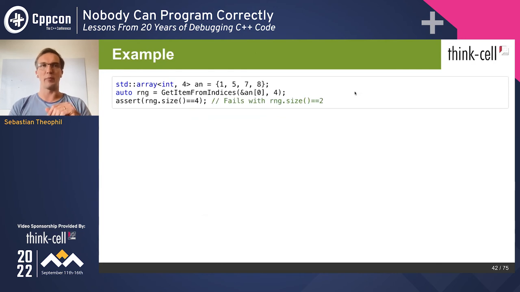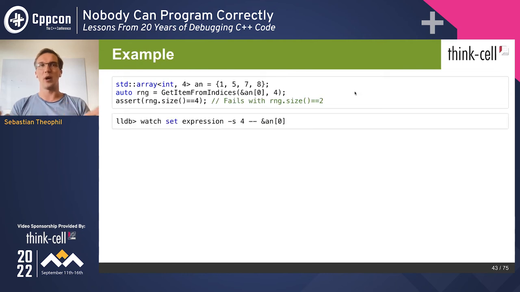So here's a problem, for example, where I unfortunately needed passive assembly skills. I have this little function, getItemFromIndices. I don't have the source code for that function. But what it does is it takes a number of integers, indices to objects, and then it should return a container containing pointers to those objects. So I pass in four such indices, and I expect to get four objects back. In fact, I only get two back, which is clearly a bug.